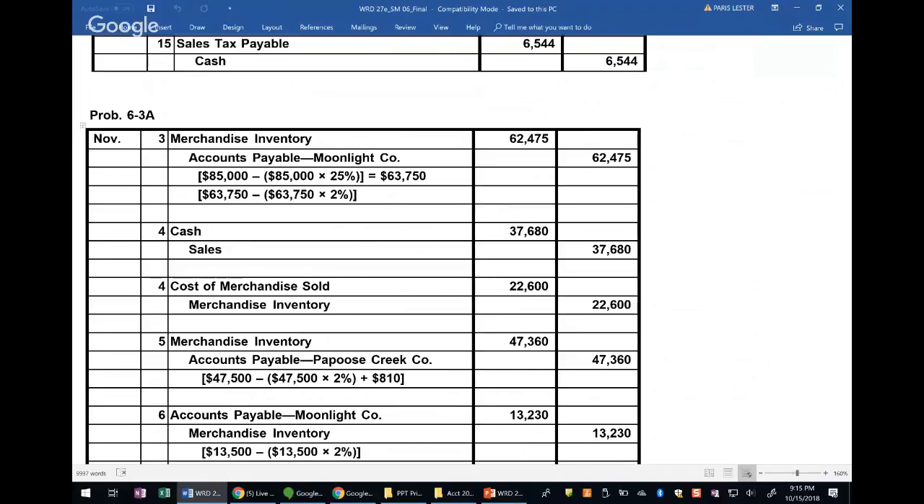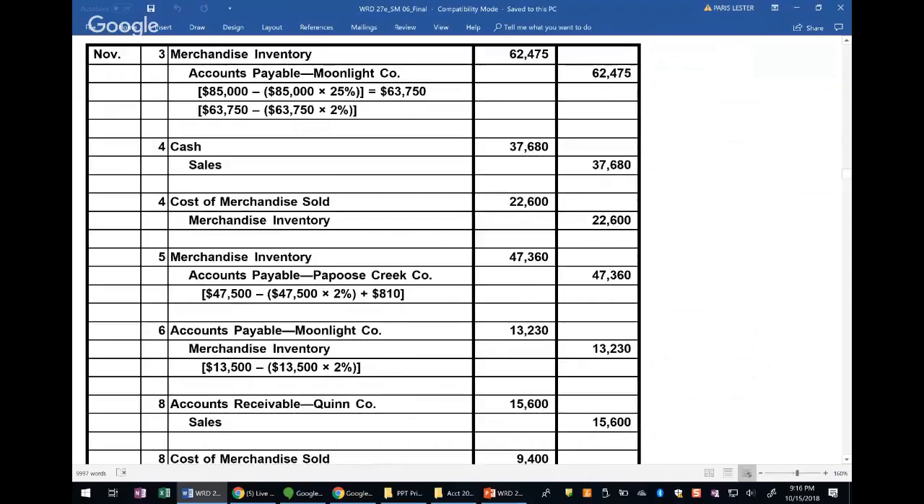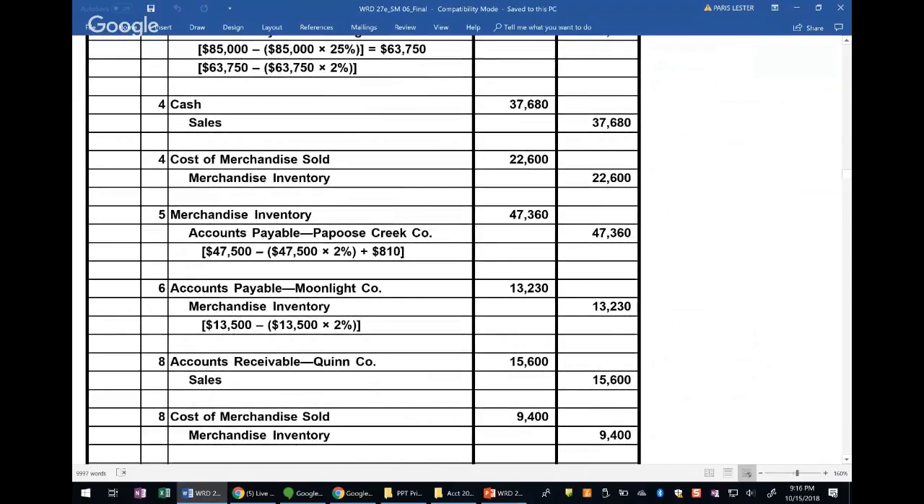Okay, Margot, do you have the next one? Yeah, number 6. On the 13th, I think, no, okay, number 8. Debit accounts receivable, credit sales for 15,600. All right, that'd be one entry. You got another one? Yes. Cost of merchandise sold, debited and then credit merchandise inventory for 9,400. Remember on the test, I always asked you on a perpetual system, do you have another entry for savings? And you do.